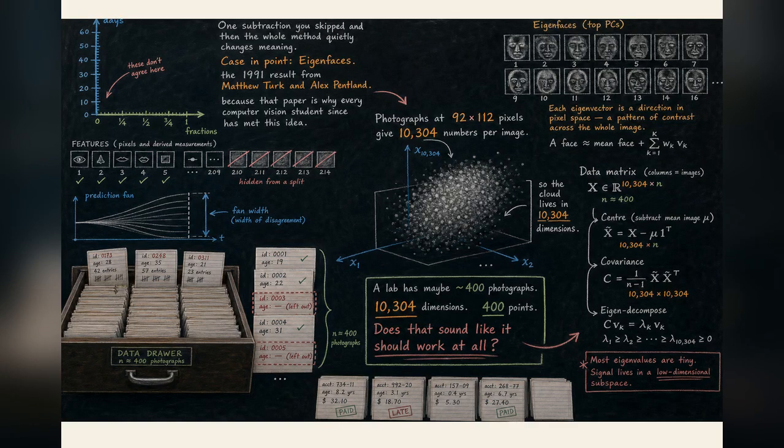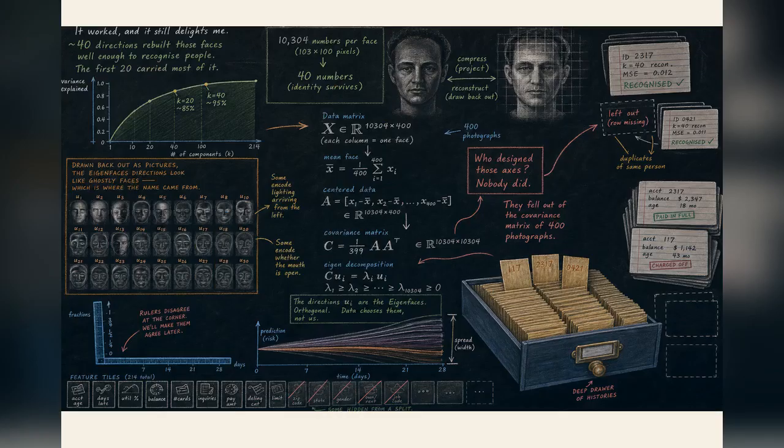Case in point, eigenfaces, the 1991 result from Matthew Turk and Alex Pentland, because that paper is why every computer vision student since has met this idea. Photographs at 92 by 112 pixels give 10,304 numbers per image, so the cloud lives in 10,304 dimensions, and a lab has maybe 400 photographs. 10,000 dimensions, 400 points. Does that sound like it should work at all? It worked, and it still delights me.